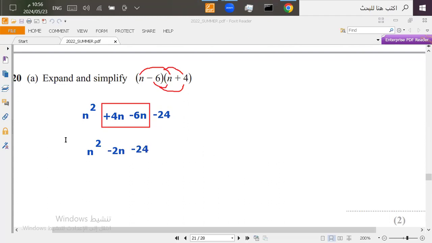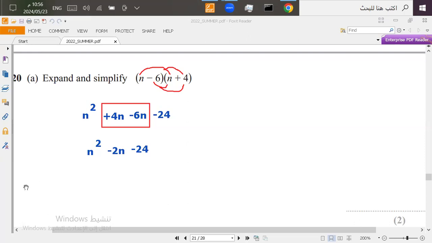And this is how you answer a question like this. So when you expand and simplify, focus on the steps. So it should be n squared minus 2n minus 24. So focus on the steps of expanding and simplifying. Now let's move on to the next question.